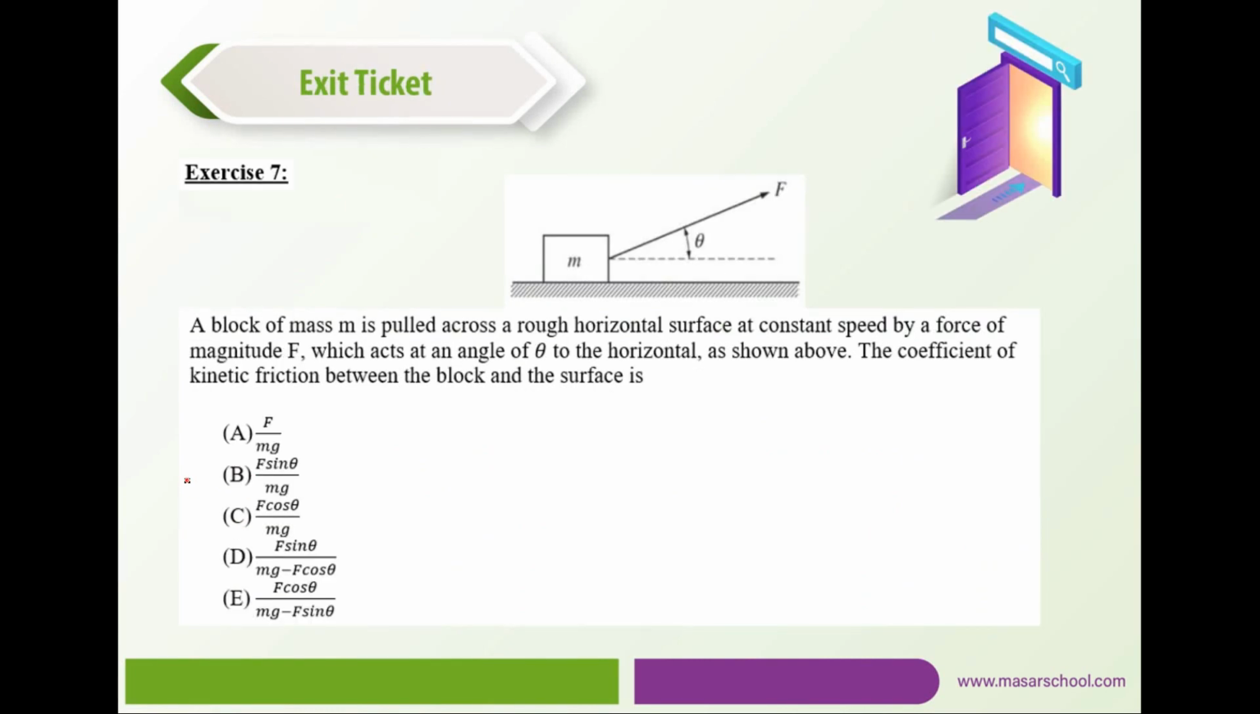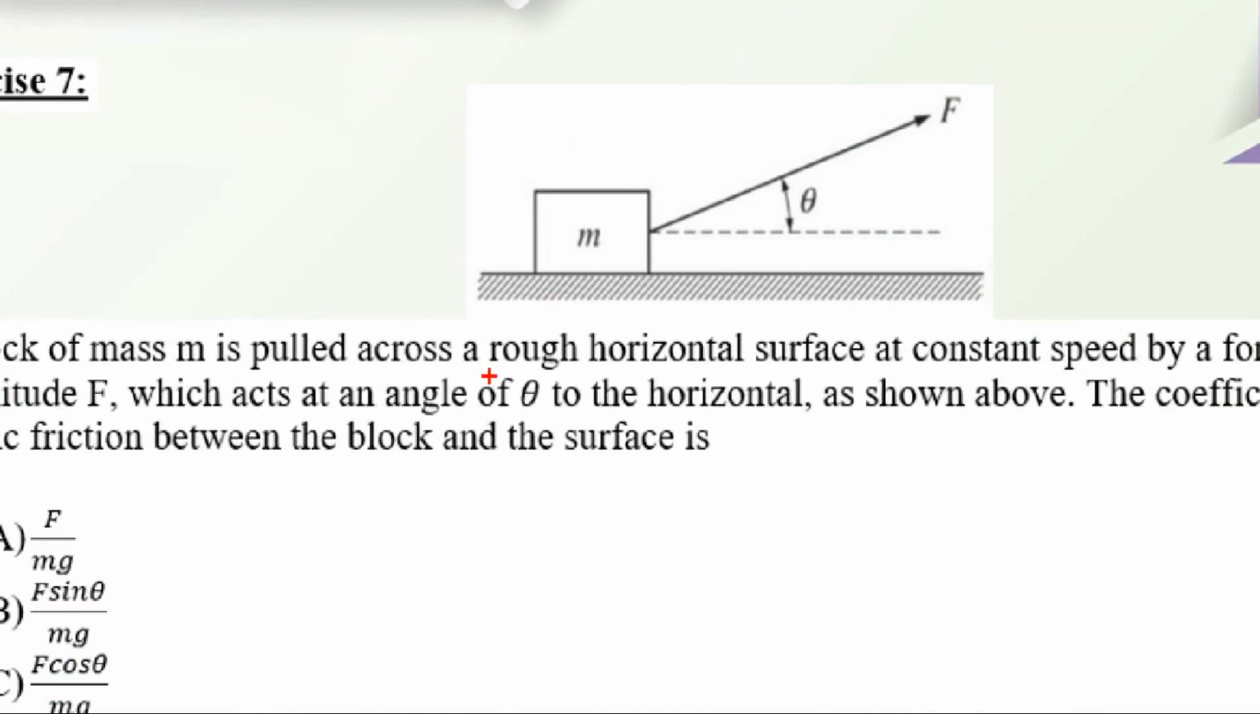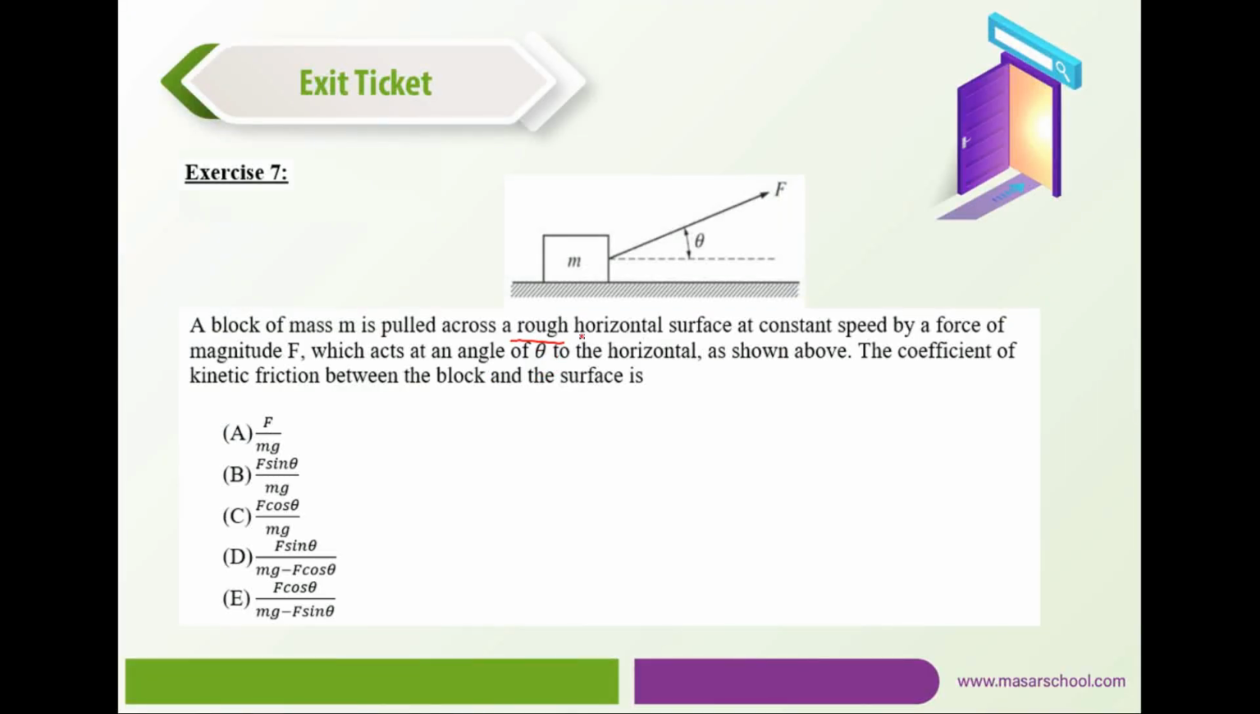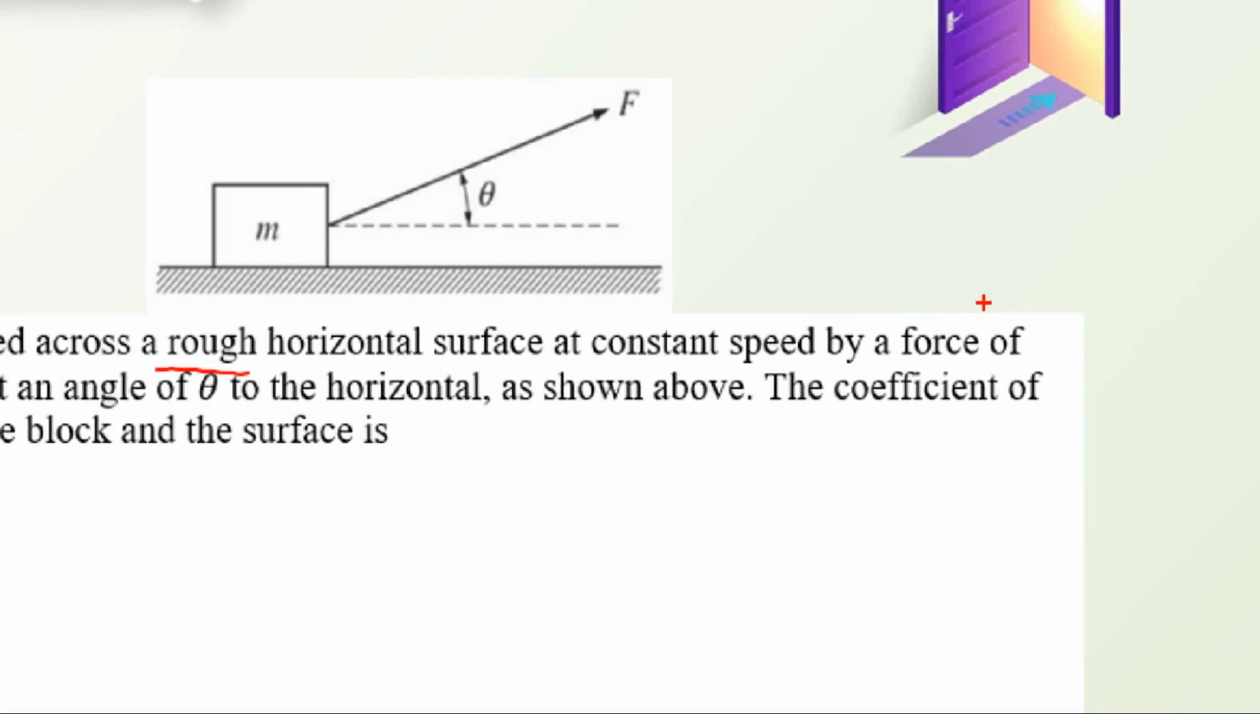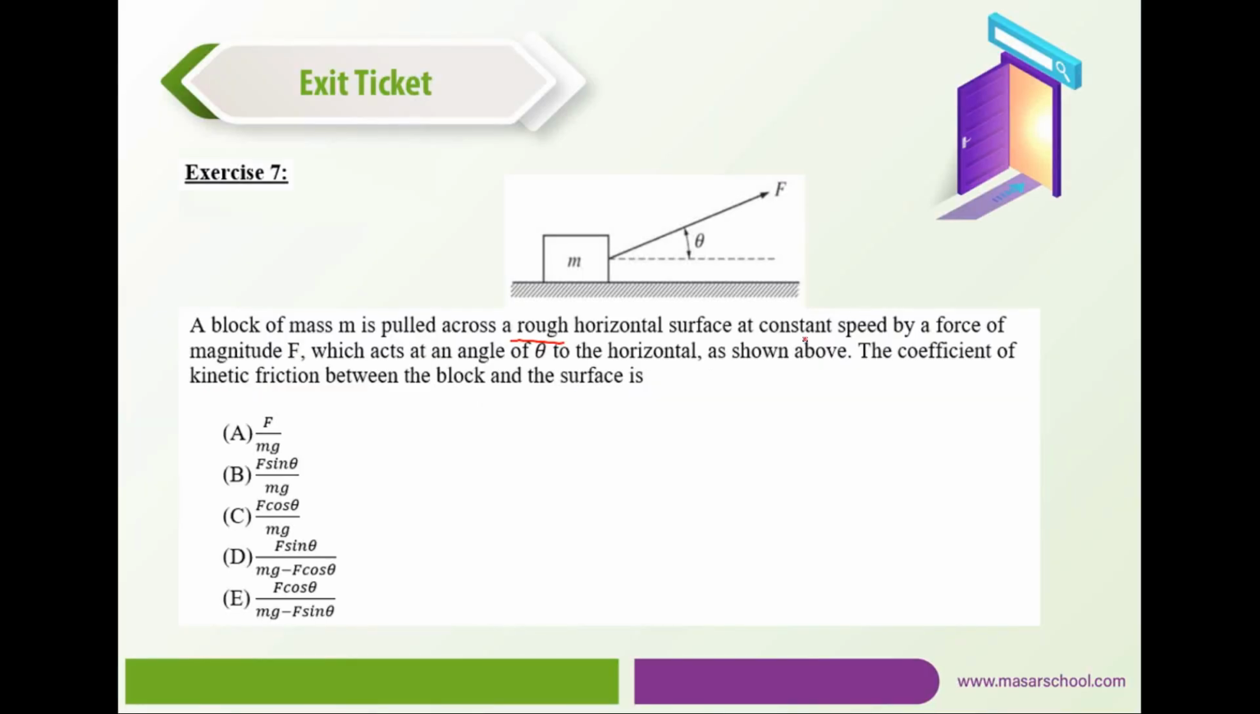Now exercise 7, which is the exit ticket of today's class. A block of mass m is pulled across a rough surface. Rough means we have friction at a constant speed. This is very important. We don't have acceleration. Constant speed means that the acceleration is 0. All forces along the horizontal and the vertical are balanced by a force of magnitude capital F, which acts at an angle theta to the horizontal, as shown above.